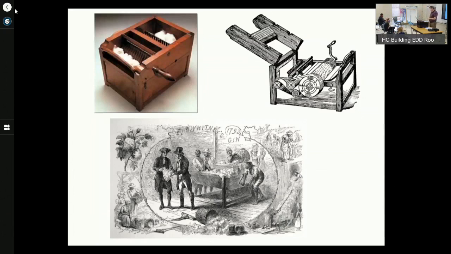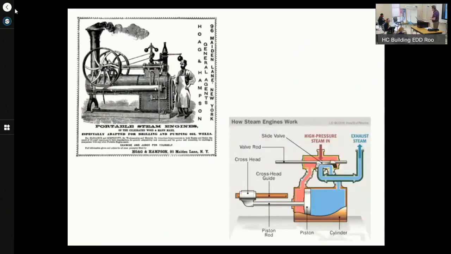And what was the solution there? The solution was steam. The steam engine starts to come online in the 1780s. And steam engines are phenomenal. They are so cool because they're so simple and yet so powerful.